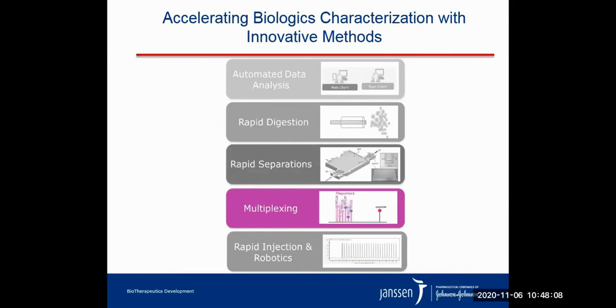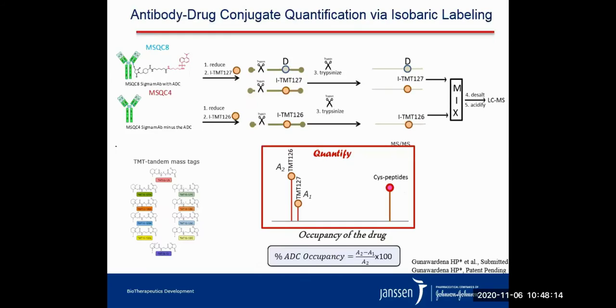Multiplexing. Multiplex sample analysis is another important method to increase throughput in biologics characterization. Isobaric labeling reagents such as tandem mass tags, or TMT for short, and other reagents have been used widely in proteomics for relative and absolute quantification. However, their use in pharmaceutical characterization is rather limited.